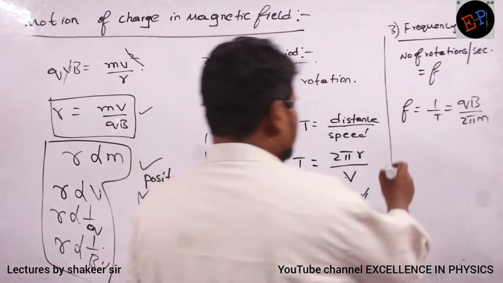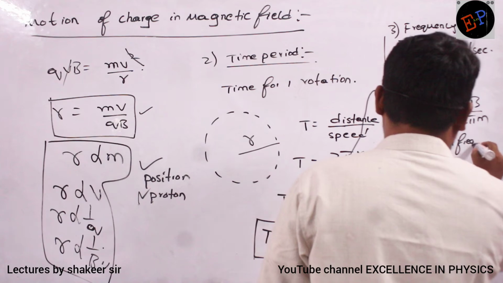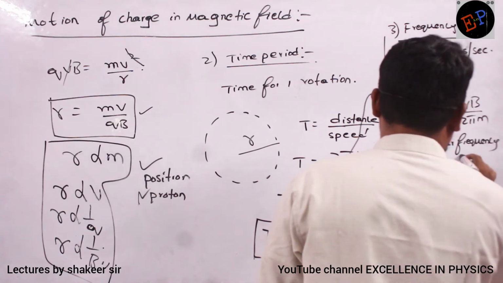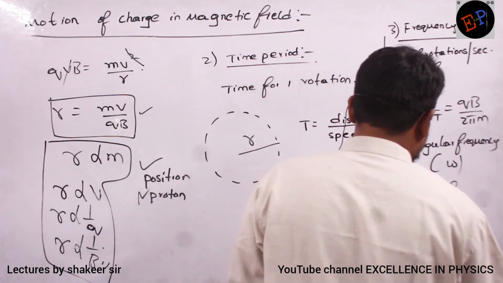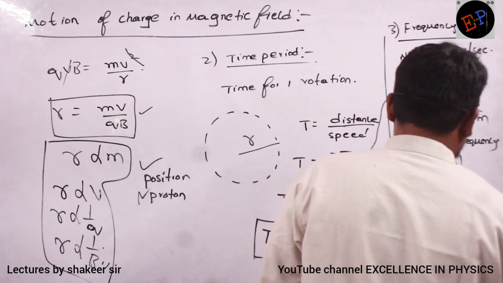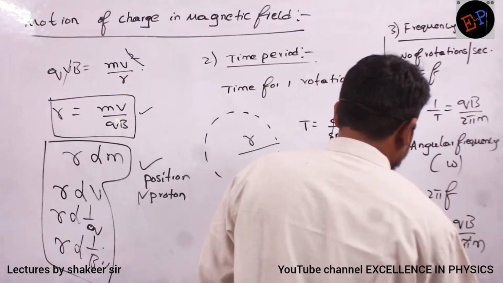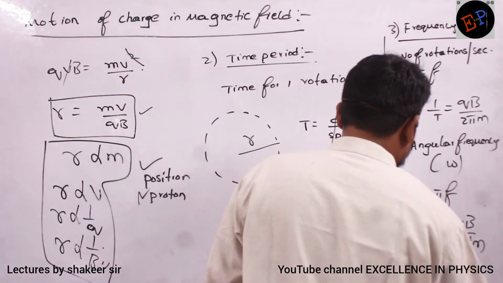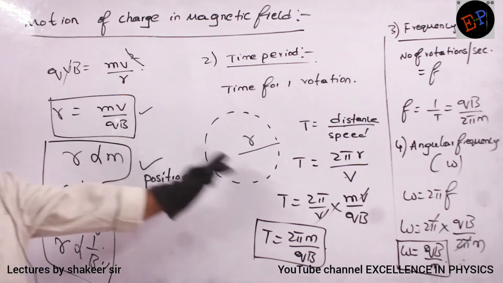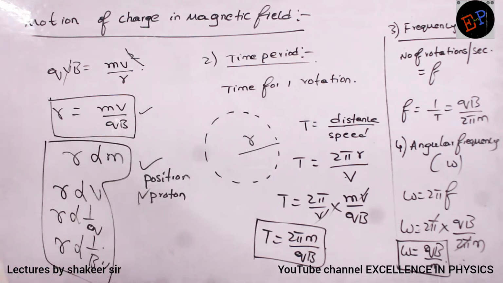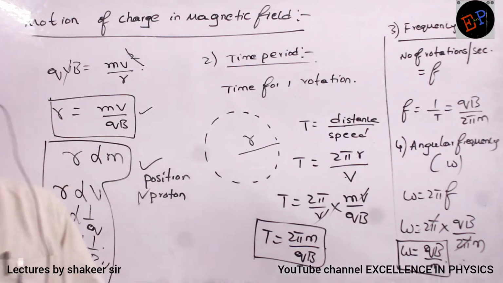Clear? One more application, angular frequency. Angular frequency is given by omega. Omega we know is 2 pi f. f we have already calculated. f is qB divided by 2 pi m. So 2 pi gets cancelled. So qB divided by m. So this is the equation of angular frequency. So these applications you should remember when a charge is entering a magnetic field at an angle of 90 degrees. Okay, right.